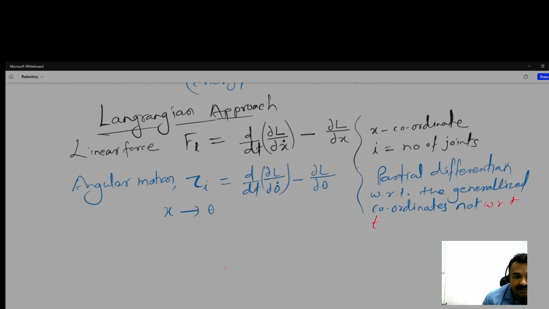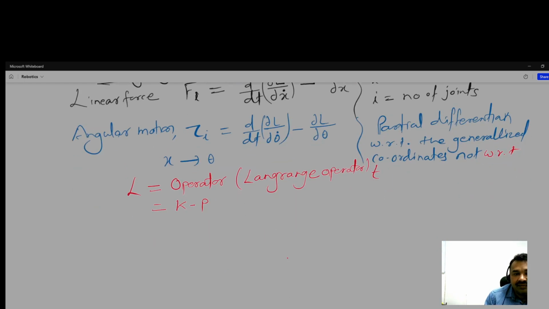And the main thing: what is L here? L is known as the Lagrange operator, and it is equal to K minus P. And what is K? K is kinetic energy. And P is potential energy.